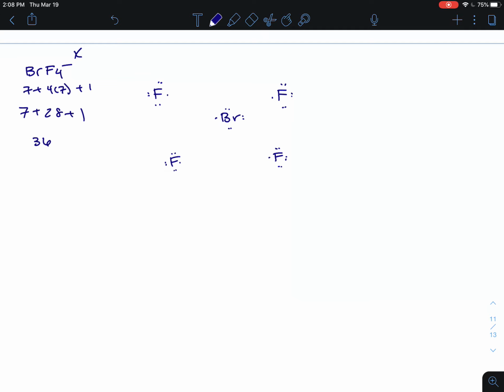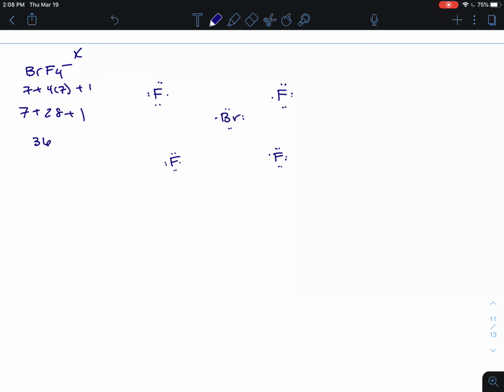Now I have my extra electron, and where would I place it? Well, if I place it on any of my fluorines, they are already satisfied because they cannot expand the octet since they're in period 2, and they wouldn't bond with my bromine, and that's not possible because I know this is a molecule. Whoops. So I'm going to take this extra electron away.